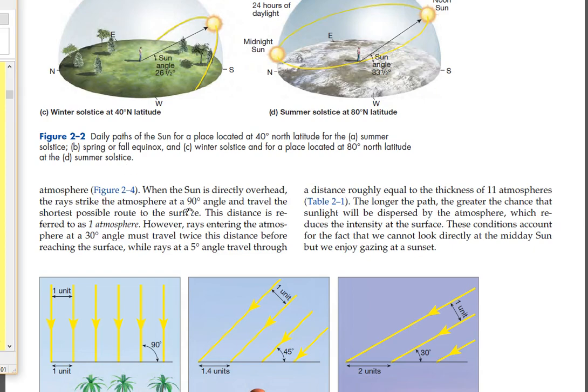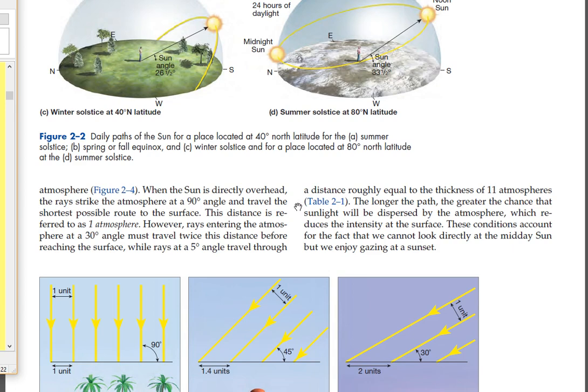This distance is referred to as 1 atmosphere. However, rays entering the atmosphere at a 30 degrees angle must travel twice this distance before reaching the surface, while rays at a 5 degrees angle travel through a distance roughly equal to the thickness of 11 atmospheres, Table 2.1.